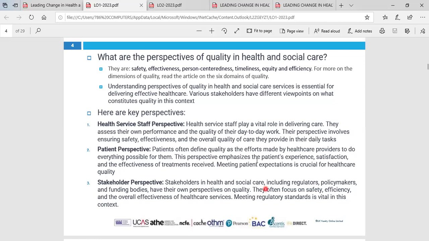So there are different stakeholders: regulators, policymakers, funding bodies. Funding bodies are main stakeholders, obviously, in an organization. There are regulatory standards that have to be achieved. So there are external stakeholders, obviously, who will come and assess your quality control measures, and then they will give you certain suggestions.